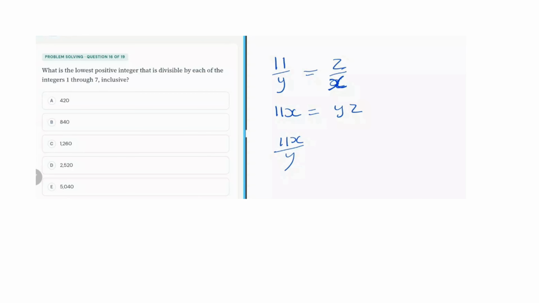He said, what is the lowest positive integer here that is divisible by each of the following integers, 1 through 7? That is, you are going to check all these options. What they are asking in essence, let's start from the lowest, 420. Is there any number from 1 to 7 that cannot divide 420? No, all of them can divide 420.